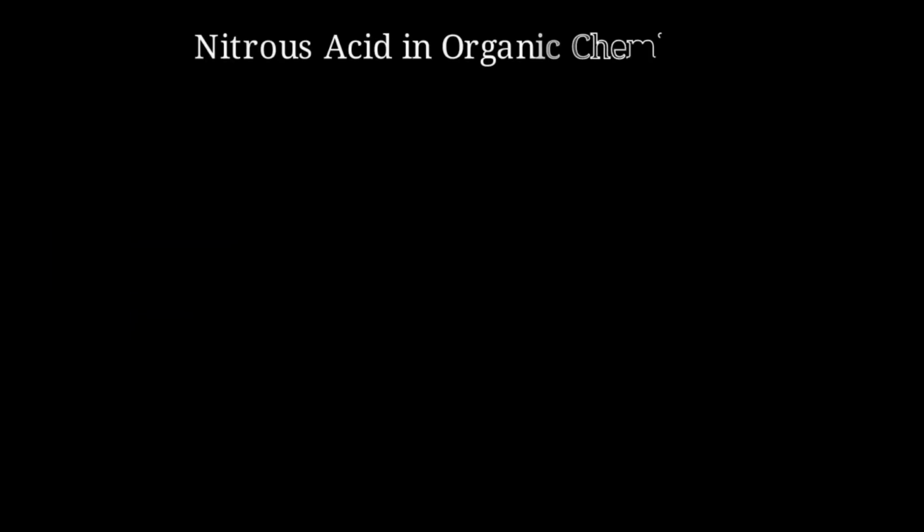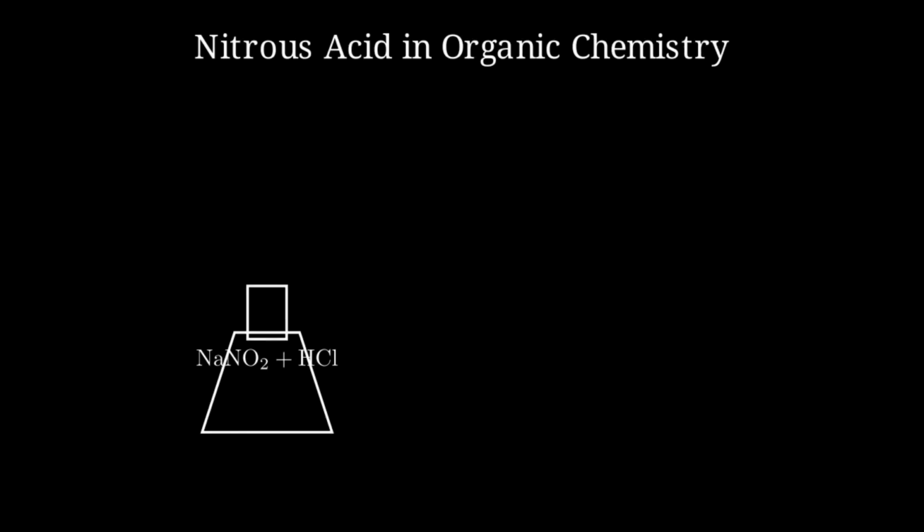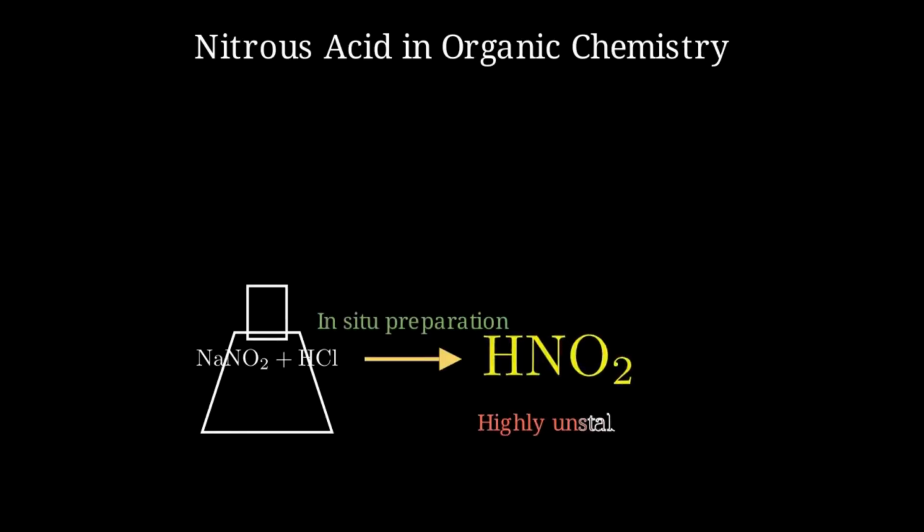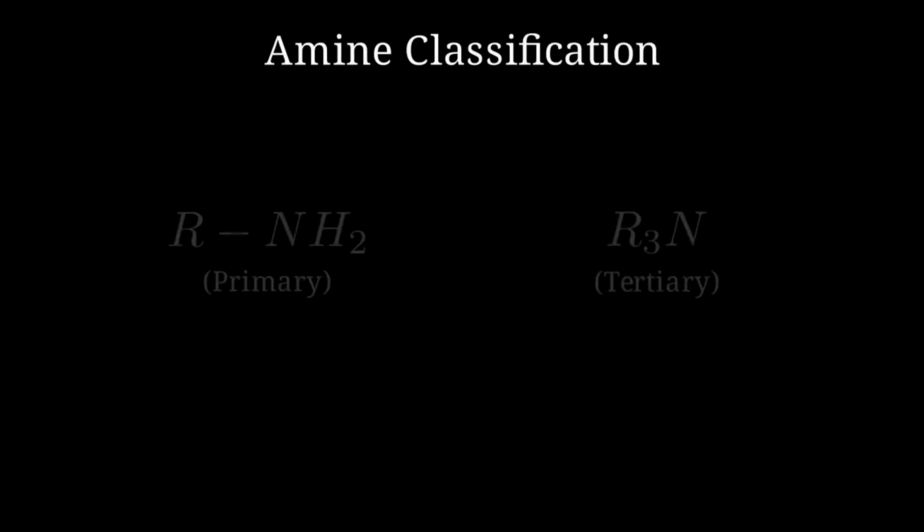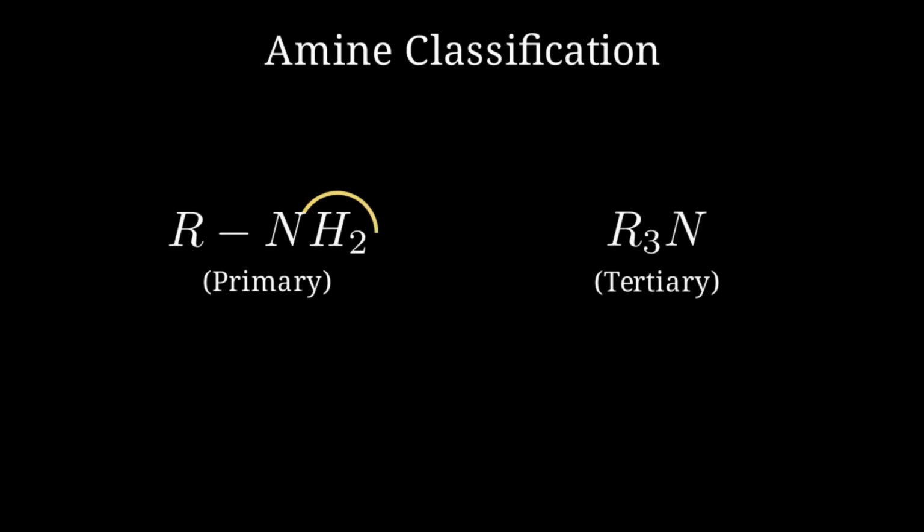Nitrous acid is a versatile reagent in organic chemistry, but because it is unstable, we must prepare it freshly in the reaction flask using sodium nitrite and hydrochloric acid at low temperatures. Today, we explore how it distinguishes different types of amines. The reaction outcome depends heavily on the degree of substitution on the nitrogen atom.